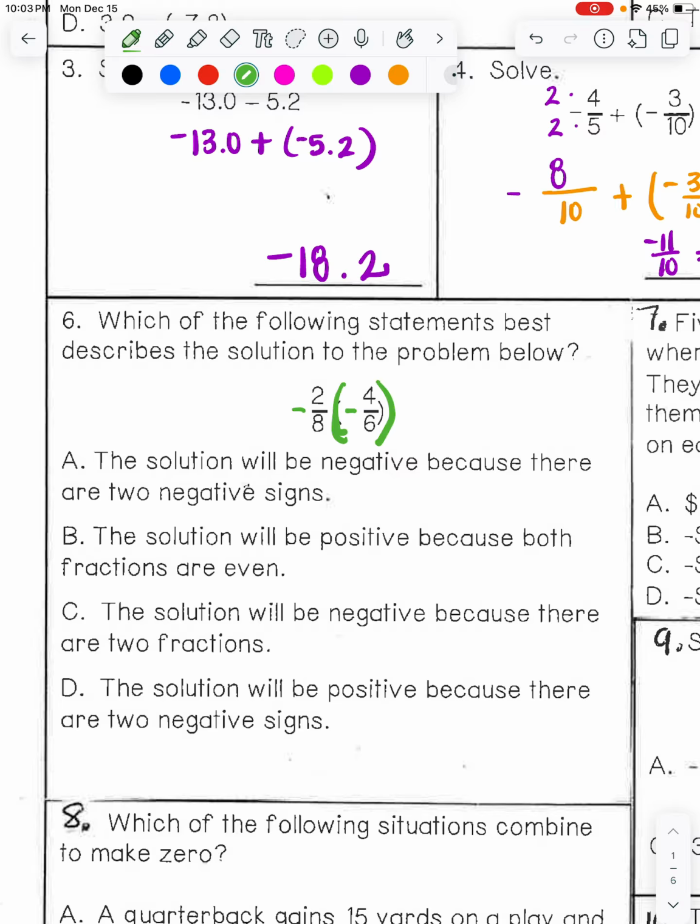This particular one is the one that you have to be careful with. So a negative times a negative is a positive. The correct answer here is D. It's because there are two negative signs. It is not because both of the fractions are even. B is not the correct answer.